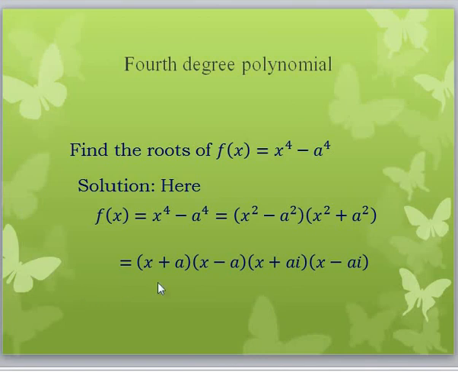So find the roots of f of x equal to x raised to 4 minus a raised to 4. Solution. x raised to 4 minus a raised to 4 is x square minus a square, x square plus a square. Roots of this polynomial are x plus a, x minus a, and roots of this are x plus ai, x minus ai.